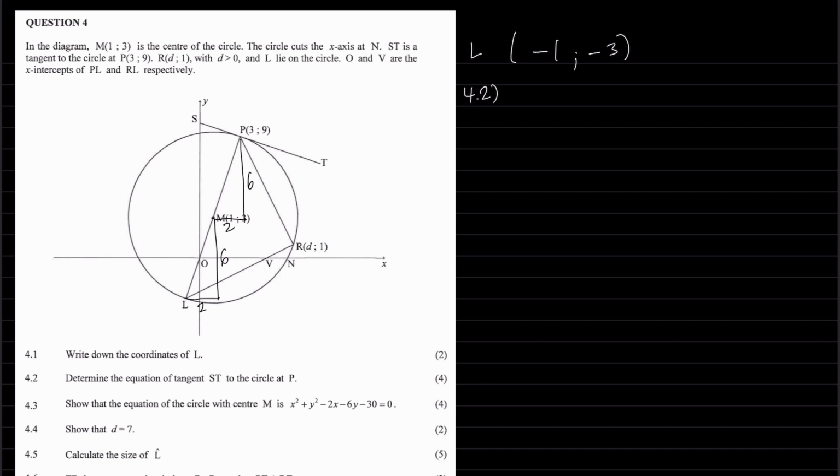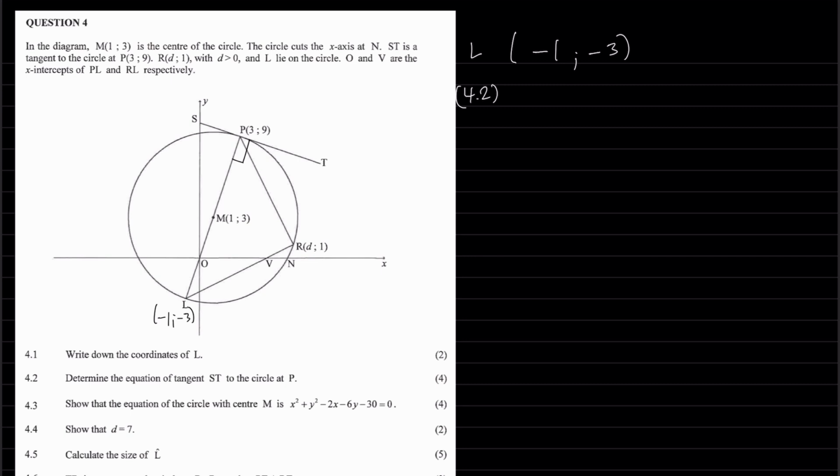Question 4.2. Determine the equation of the tangent ST to the circle at P. Okay, let's just clear this up again. Write down our coordinate here, (-1; -3). Now they want to know the equation of this line right here. So the first thing we need to do is work out the gradient. We don't know the gradient, but we do know that the radius and the tangent are perpendicular.